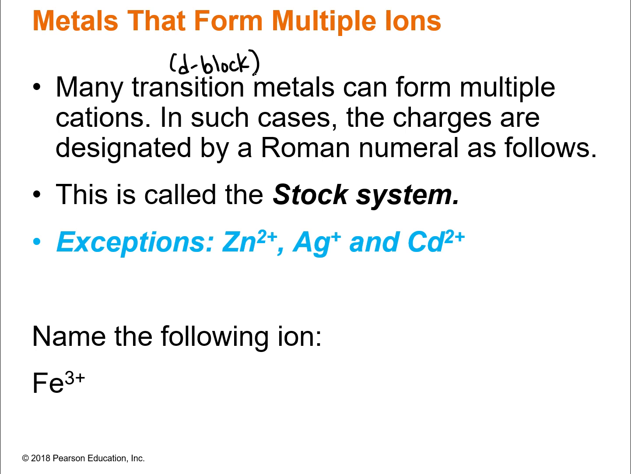With these cases, you have to use the stock system. And that's just putting the charge of the cation as a Roman numeral in parentheses. There are some exceptions. Zinc, silver, and cadmium are all exceptions. They only form one ion. For these, you don't use the stock system.